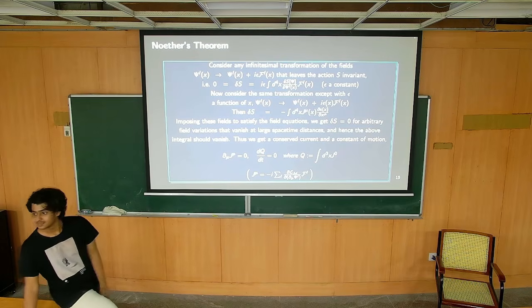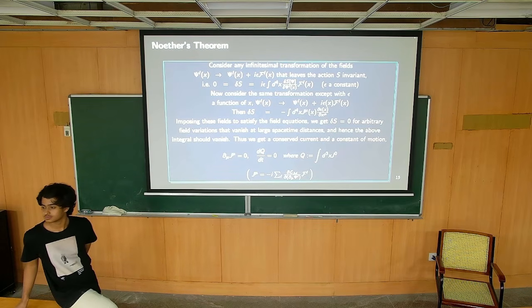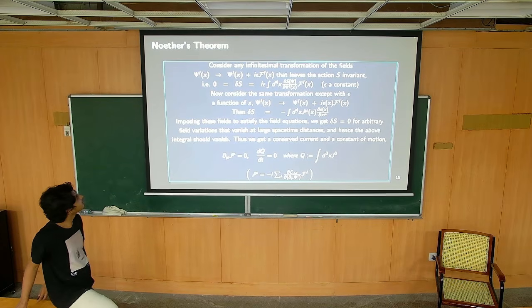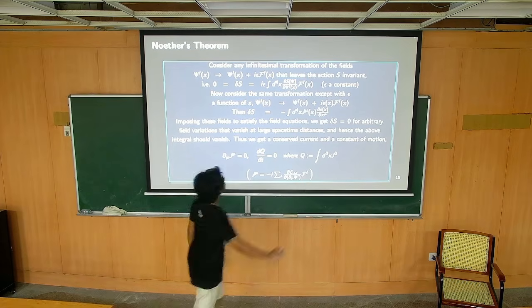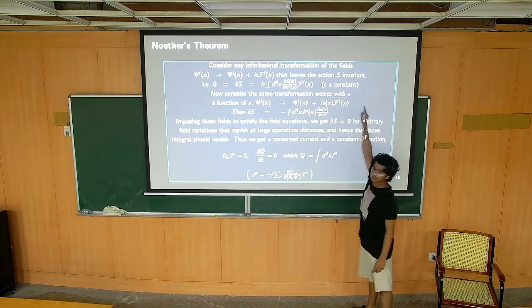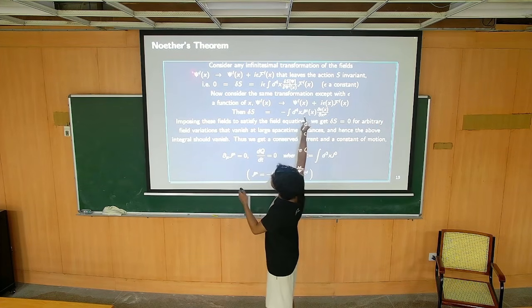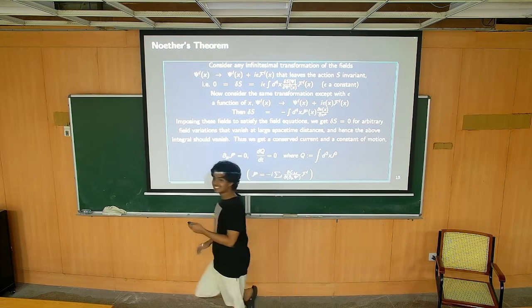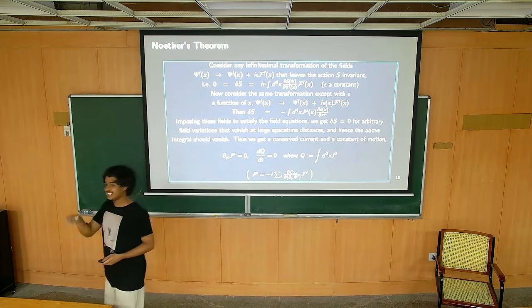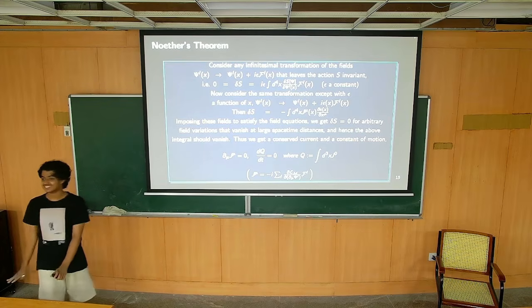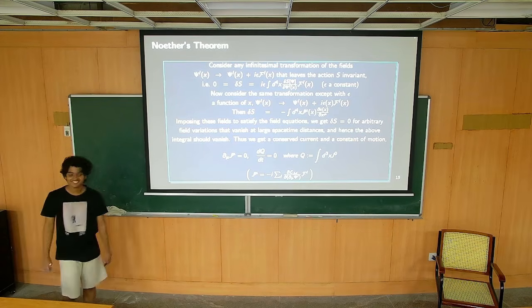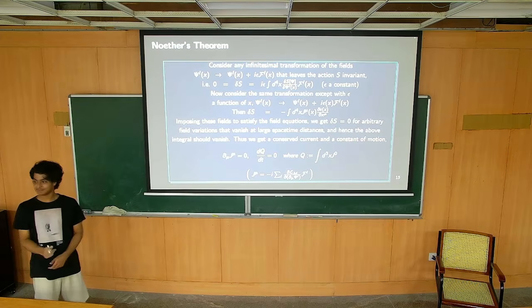Now consider some transformation with a function of x, with a small variation. This epsilon, and this is called psi. Psi, P-S-I, a Greek letter. You haven't seen psi? You see phi? Yeah, phi is the brother of psi.